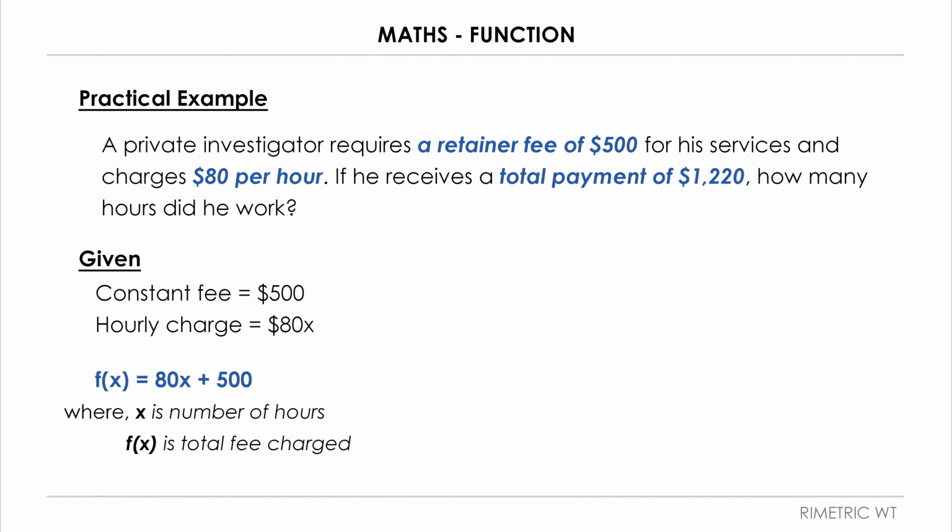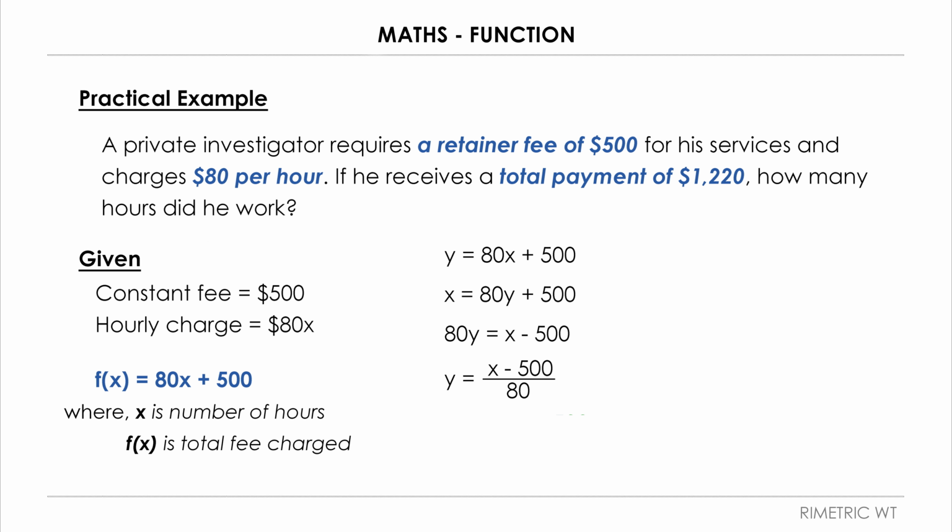Now that we have our fee function, let's find its inverse, which will give us the number of hours worked as a function of the total fee. To do this, we first write the function as y equals 80x plus 500. Then we interchange x and y and get x equals 80y plus 500. Next, we solve for y. First, we subtract 500 from both sides and get x minus 500 equals 80y. Then divide both sides by 80 and get y equals x minus 500 over 80.